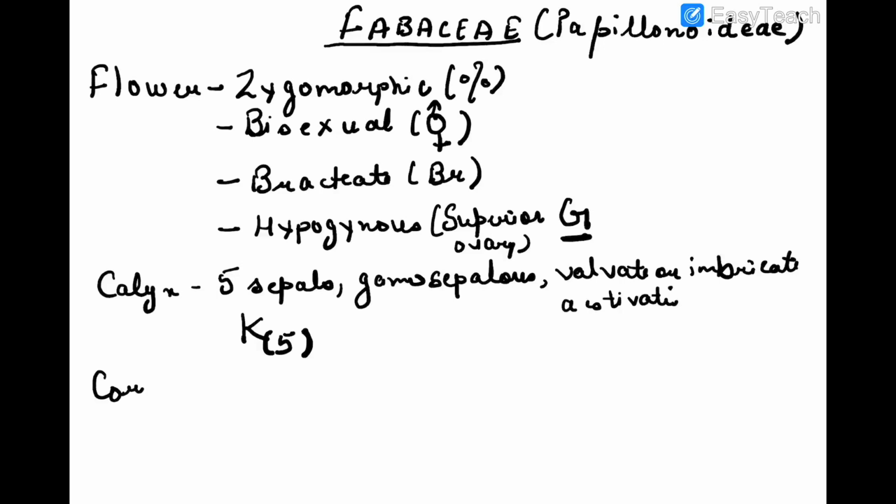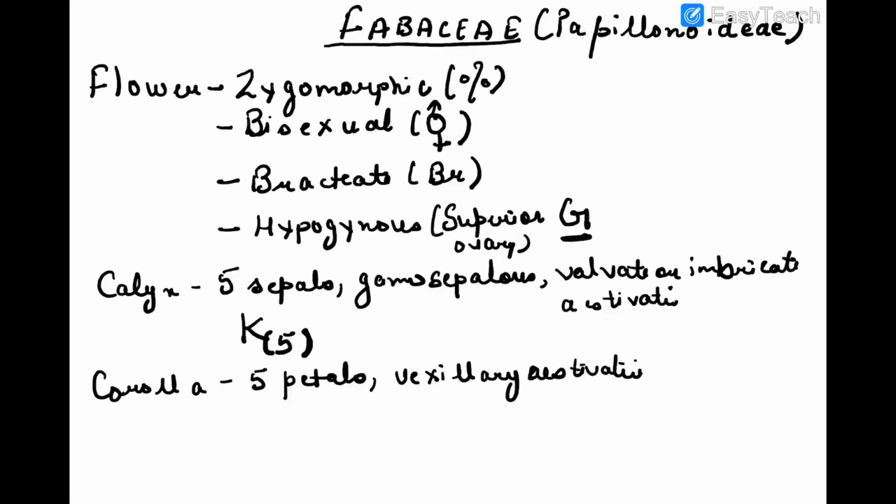Let us look at corolla. In corolla, there are 5 petals, and they have vexillary aestivation. So since there are 5 petals, C5, and we know in vexillary aestivation 2 petals are always fused, so we will also put this in bracket. So this is about corolla.